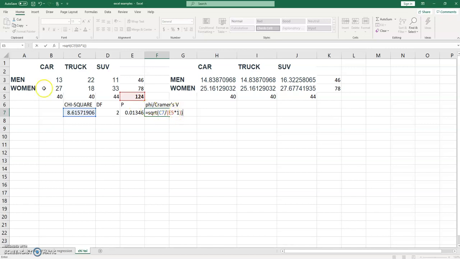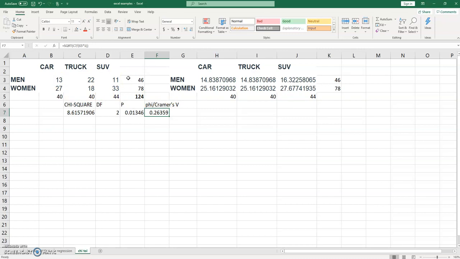For example, we're doing that here because the smaller is 2, and so it's as if that df term isn't there. So we can use this one equation to always get the correct value. And so here we get an effect size of 0.26, which is a pretty good effect size. And so this tells us that there are significant differences in the buying patterns between men and women for their vehicle type. And we can do some specific type of binomial follow-up tests or whatnot.